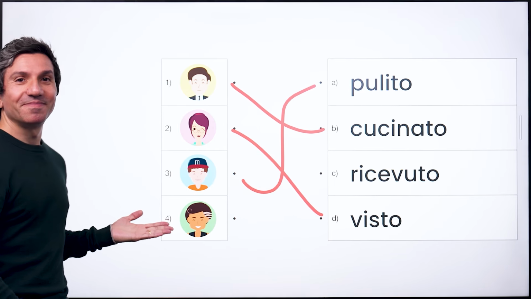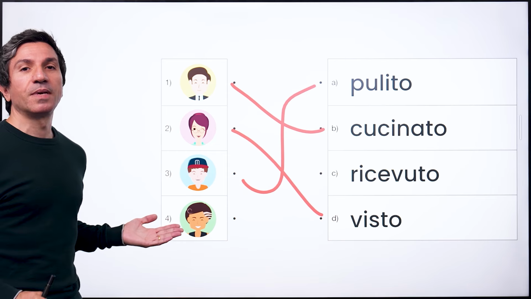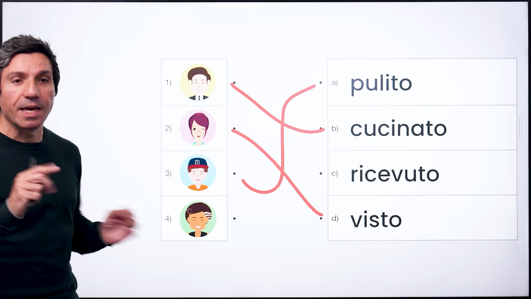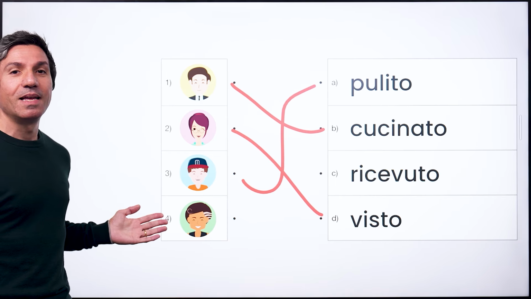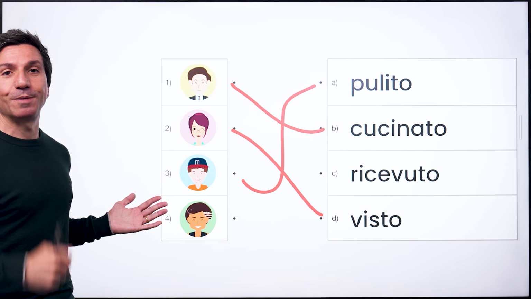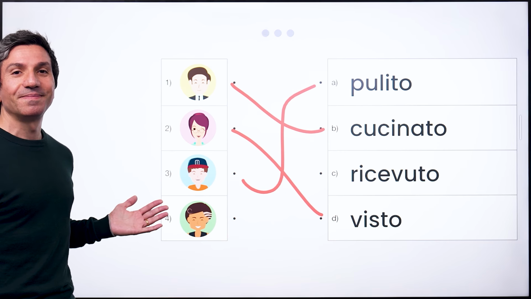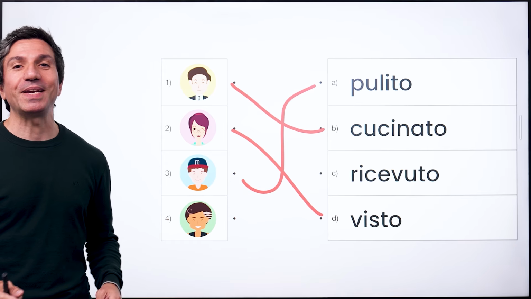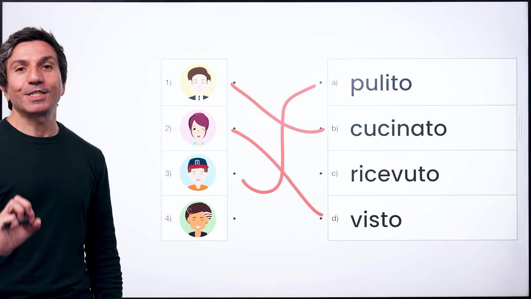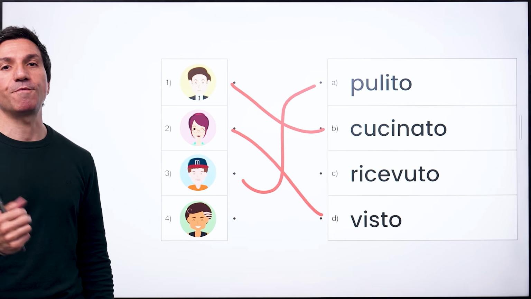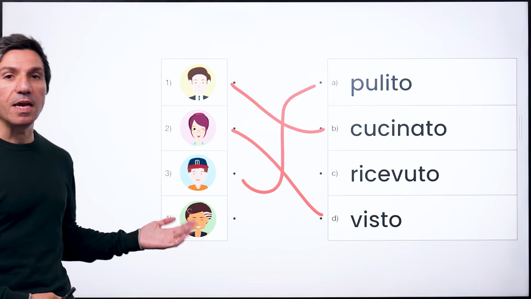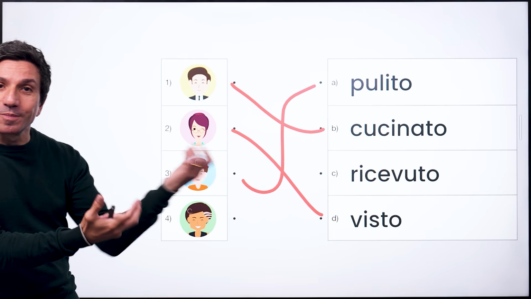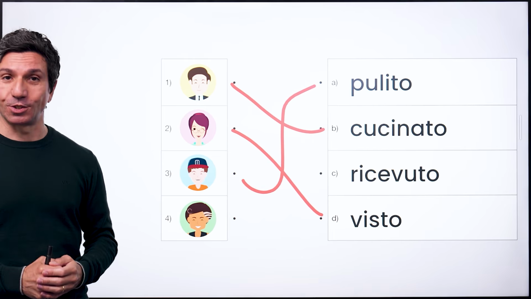And abbiamo ricevuto una risposta dall'hotel. One more time. Abbiamo ricevuto una risposta dall'hotel. Did you hear? Ricevuto? Ricevuto, meaning received, is the past participle of the regular ere verb ricevere. Here we use abbiamo plus ricevuto to talk about a completed action.